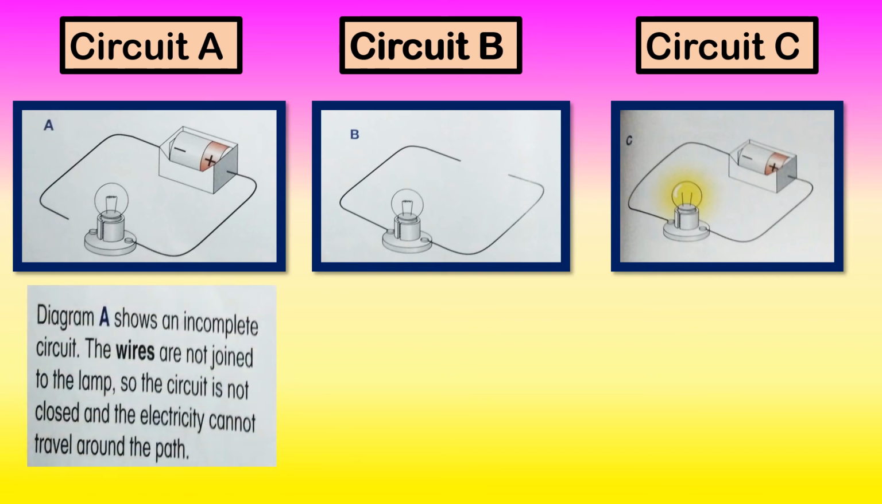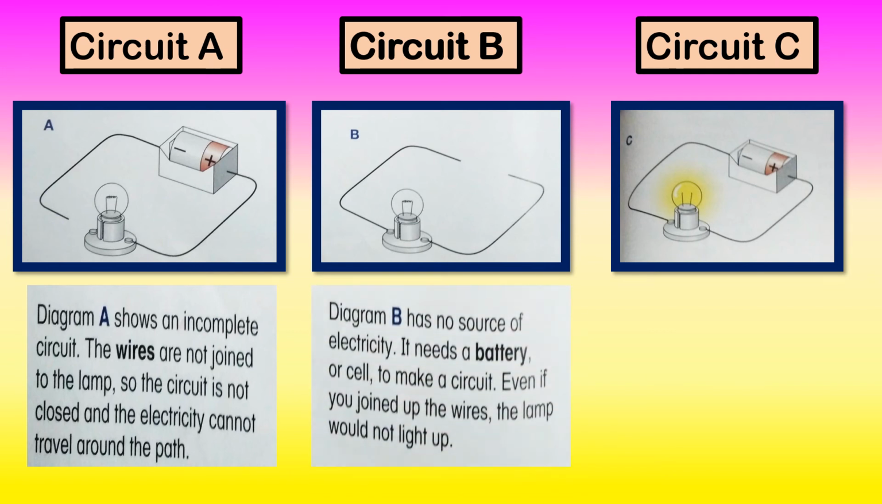Diagram A shows an incomplete circuit. Why? Because the wires are not joined to the lamp, so the circuit is not closed and the electricity cannot travel around the path. For diagram B, it has no source of electricity. It needs a battery or cell to make a circuit. Even if you join up the wires, the lamp would not light up. So these two are incomplete circuits.